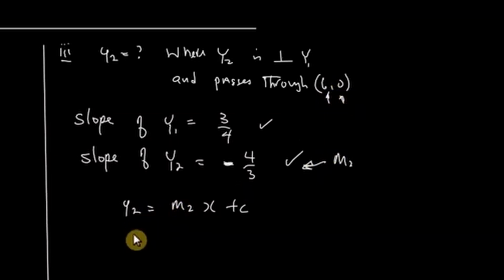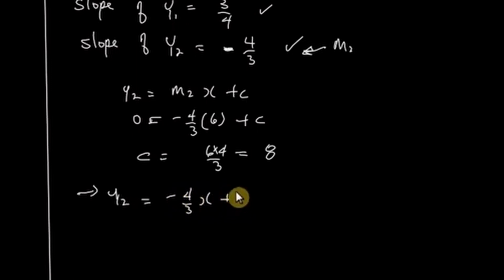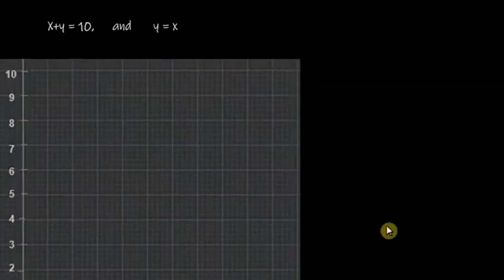So y is equal to 0 is equal to m2, which is negative 4 over 3, times x, substitute 6, plus c. So clearly c becomes equal to 6 times 4 over 3, which is equal to 8. So the equation for y2, which is the equation of the perpendicular line, is y equals negative 4 over 3 x plus 8. Let's have a look at question 4b.